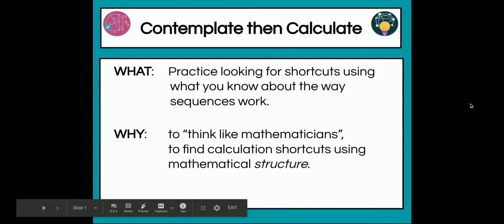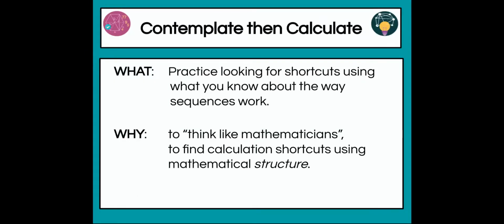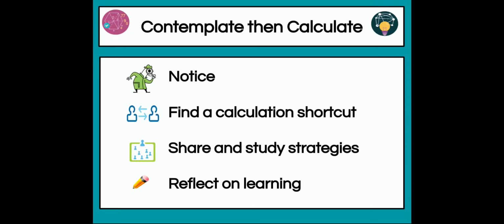This is our second contemplate then calculate activity. And remember, I'm going to practice looking for shortcuts using what you know about the way sequences or patterns work. Why? To think like mathematicians, to find calculation shortcuts using mathematical structure. And remember, when we try, we grow our brain. I'm first going to ask you to notice on a picture. Then I'm going to show you the picture again and ask you to find a shortcut to an answer. I'm going to ask you to share your strategy, and then I'm going to ask you to reflect on your learning.